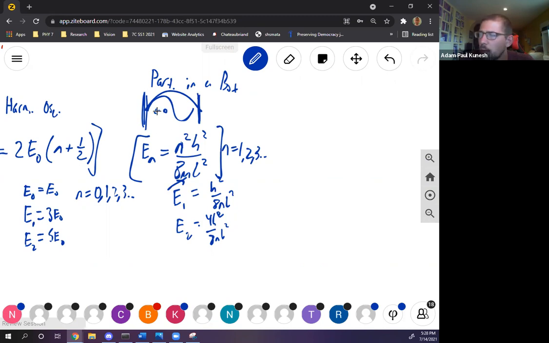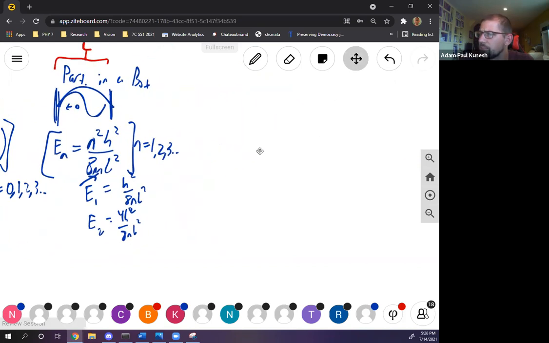So this particle is moving around in our box, right? But the particle has a mass. And L is the length of the box. There's L, the length of the box. So those are the energy levels of a particle in a box.